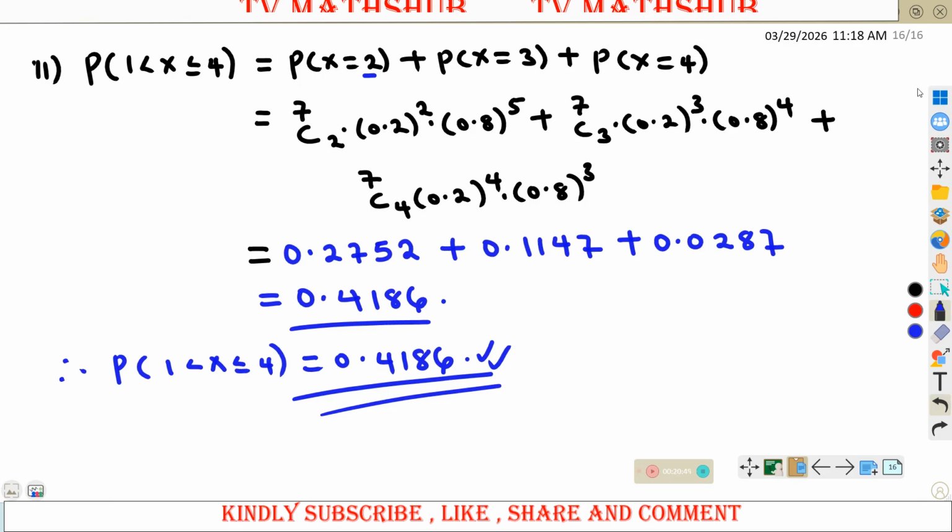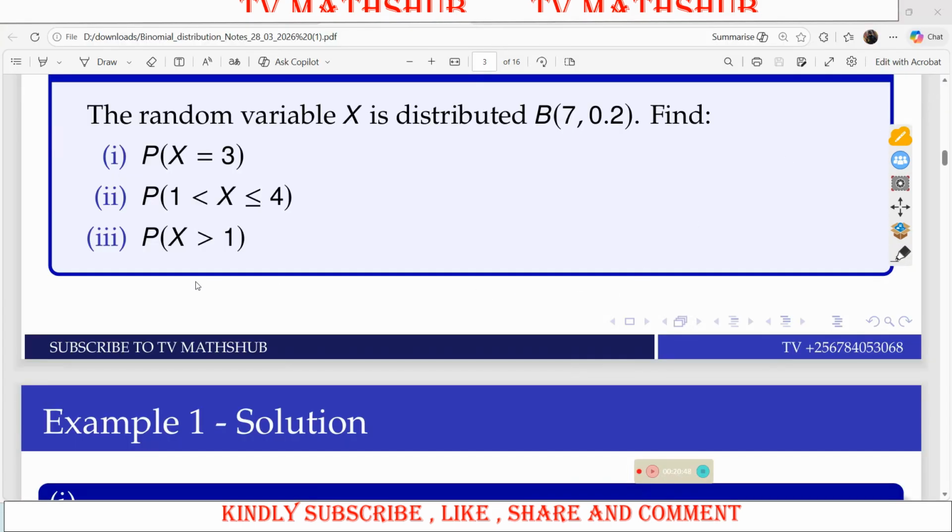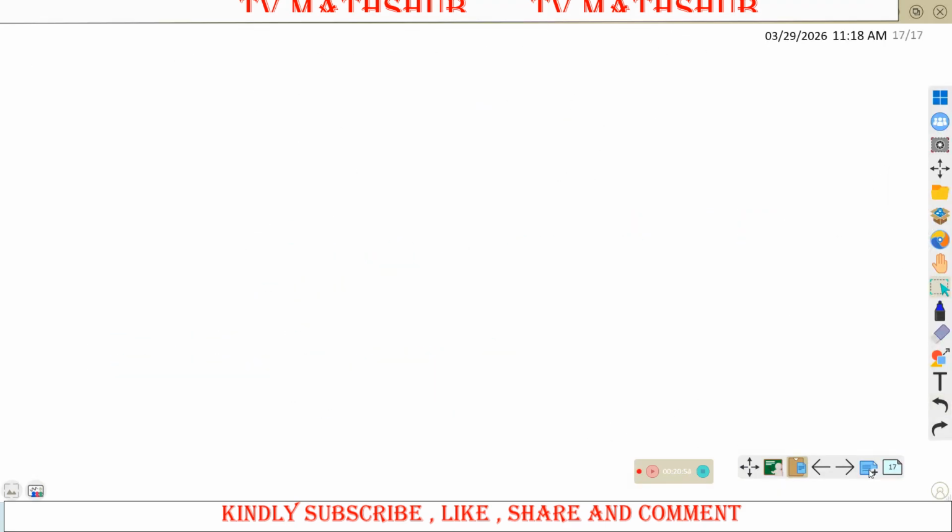So next we'll look at the next part. So the next part is probability of x greater than 1. So let us look at probability of x greater than 1. So part 3, we need the probability of x greater than 1. So probability of x greater than 1 is like the probability of x equaling 2, 3, 4, 5, 6, up to 7. But that will be a bit hectic to compute.